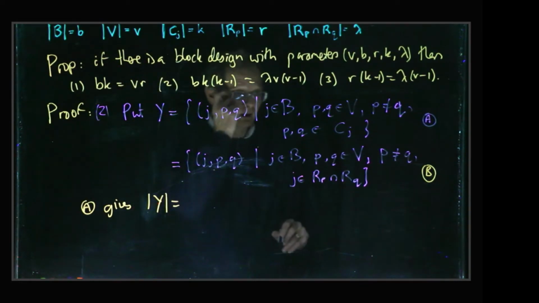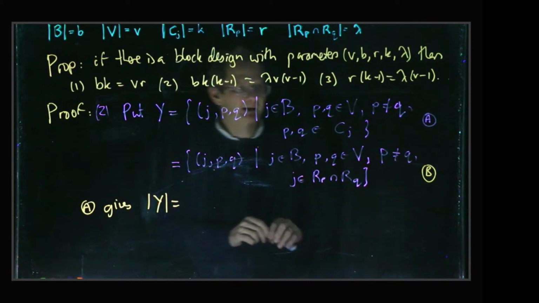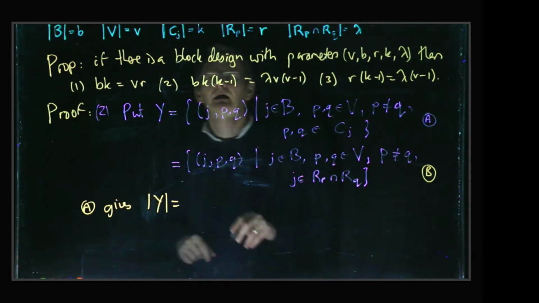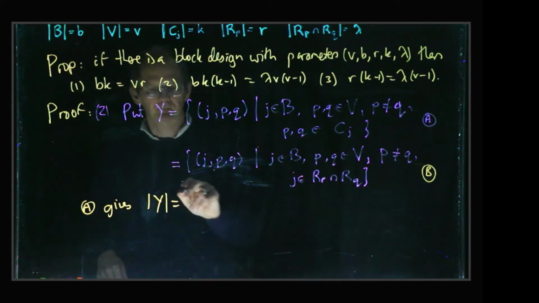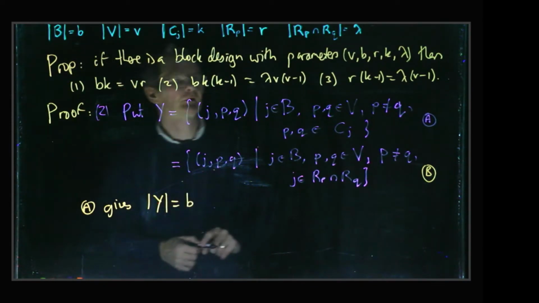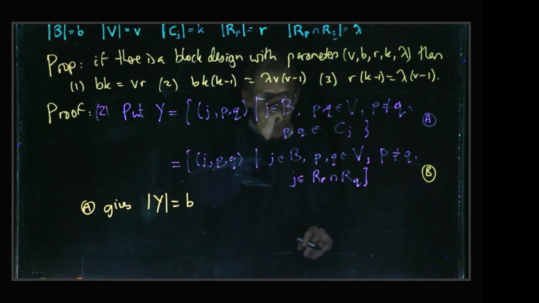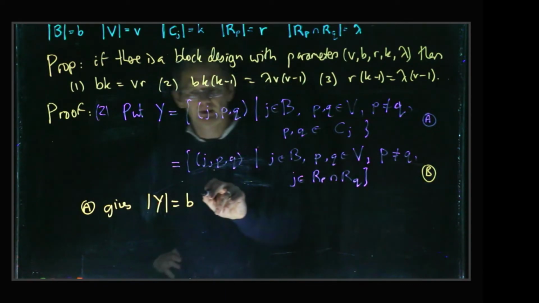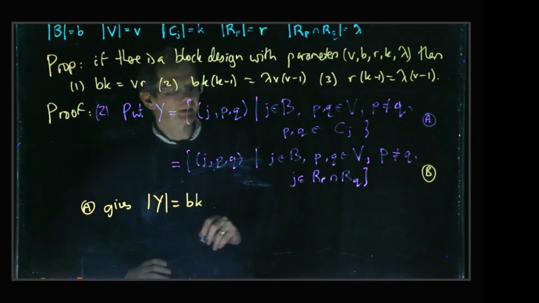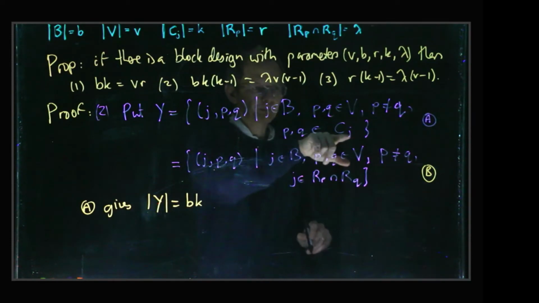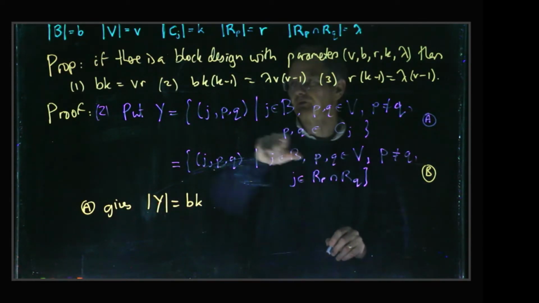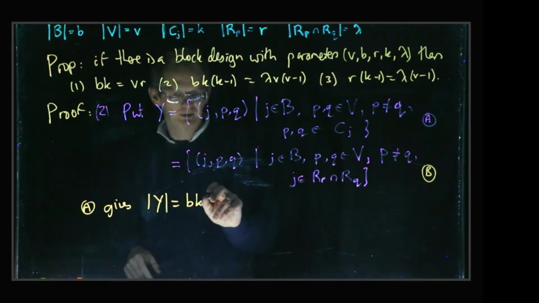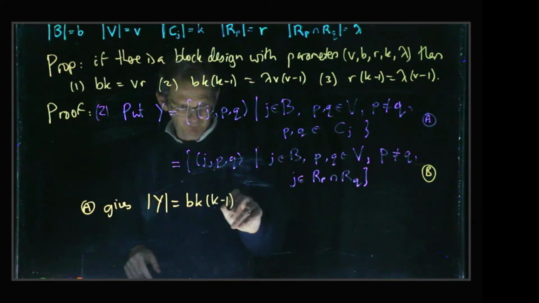Here the way we're supposed to think about it, we choose j first. How many ways are there to choose j? Well, j just has to be any element of set B, so we get a factor of little b there. Then we get to choose p. p is supposed to be an element of Cj, and Cj has size k, so we get k choices for p. And then q is also supposed to be an element of Cj, so there should be k choices, but it can't be the same as p, so that removes one choice, and we get k minus 1.